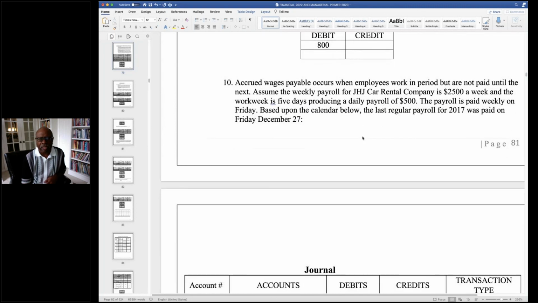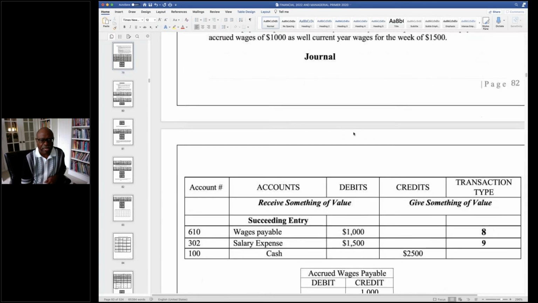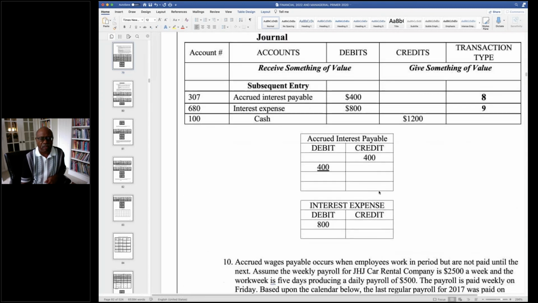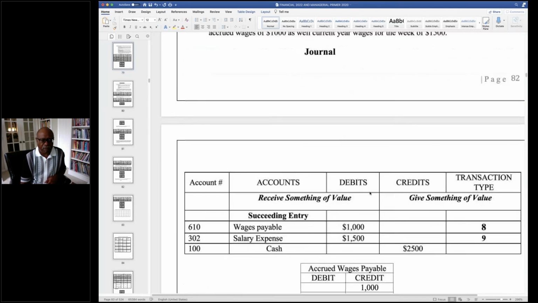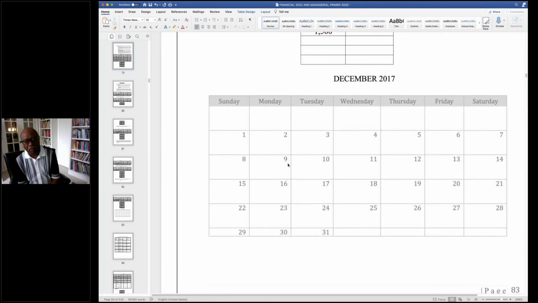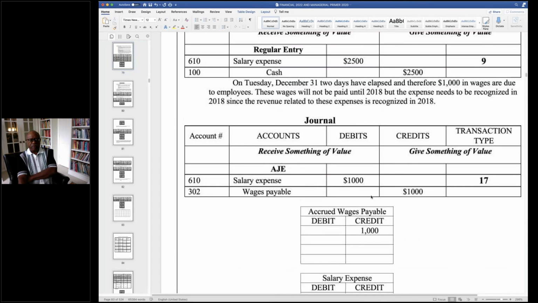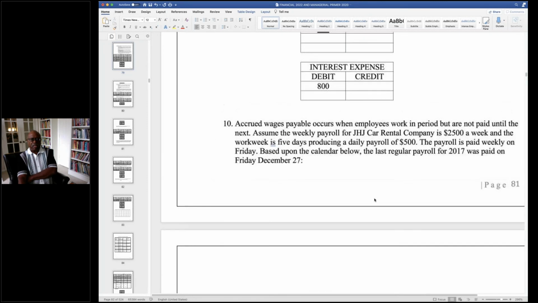So based on the calendar below, or above? Okay, here's the calendar. When December rolled around, a full payroll would have been paid on the 27th, but the workers worked the 30th and 31st. So an adjusting entry must be made for these 2 days because the workers have worked and revenue has been earned for those 2 days.